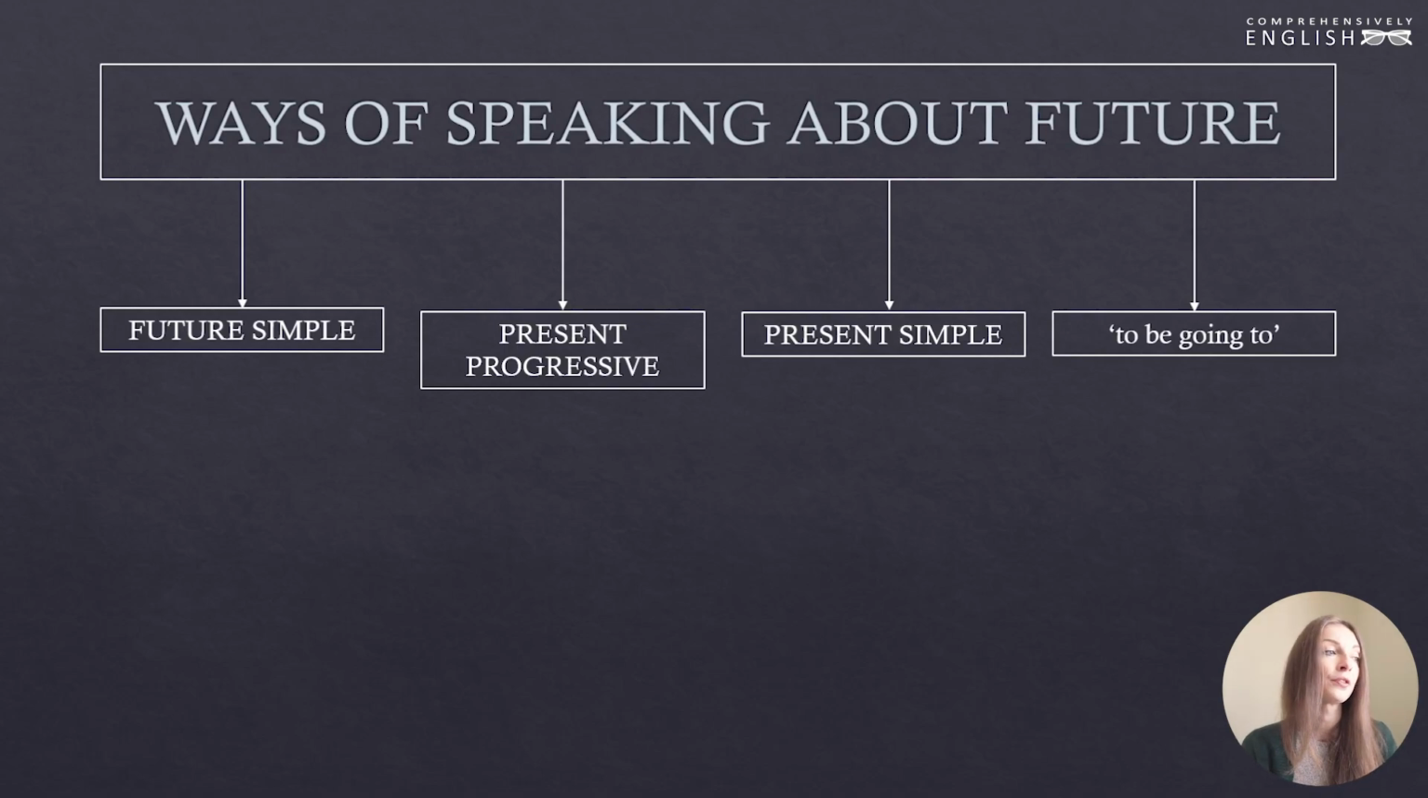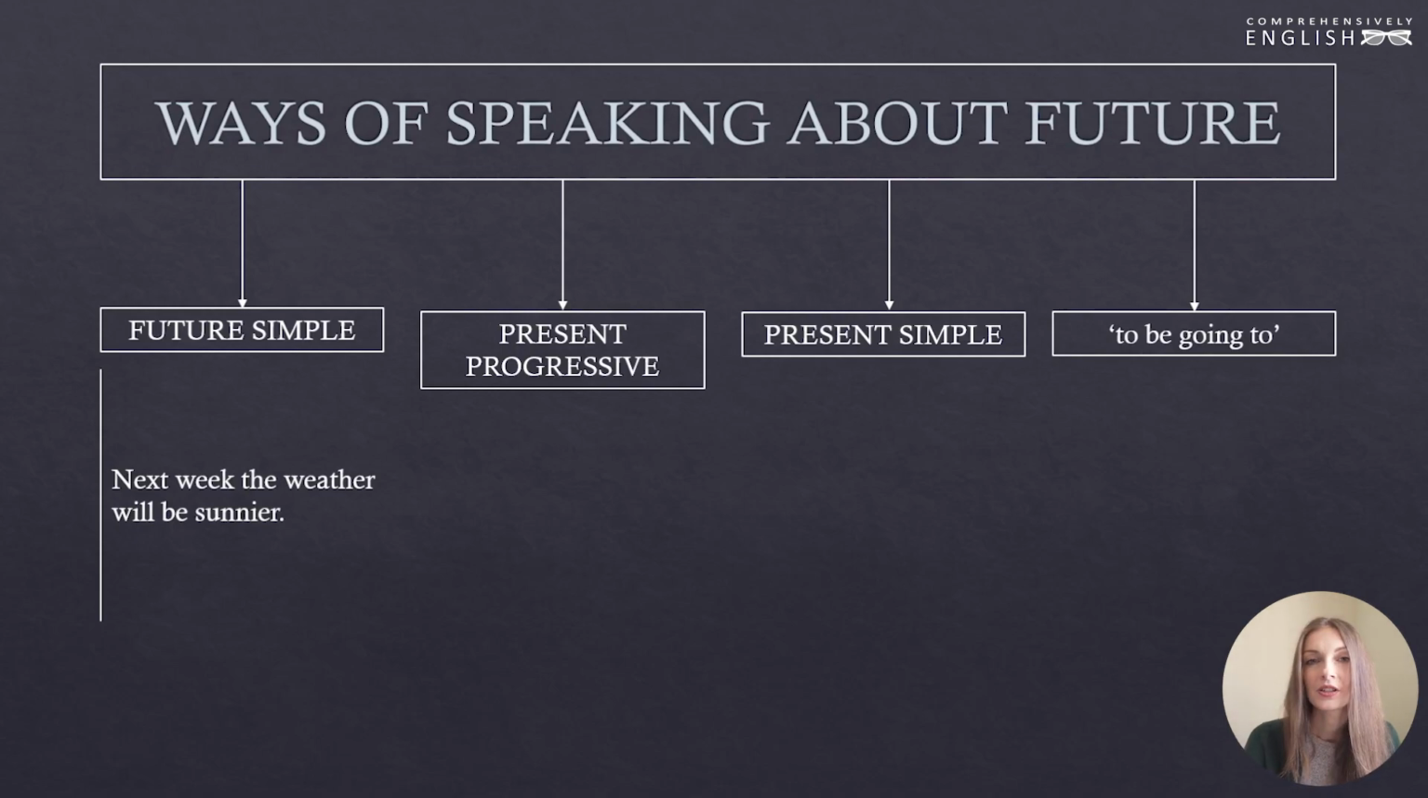So with the help of the future simple, we can say next week the weather will be sunnier. In weather forecasts, we normally speak in the future simple tense because it's next to impossible to predict the weather conditions for several weeks, right? I'll visit them at the weekend if I have time. We speak about a situation that maybe will take place in the future on a particular condition.